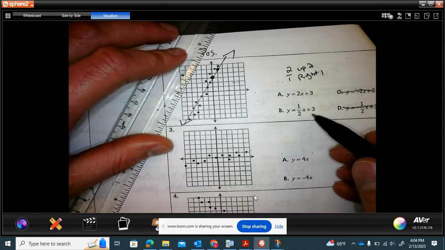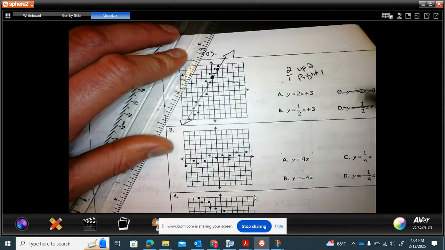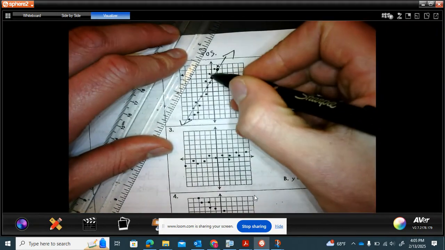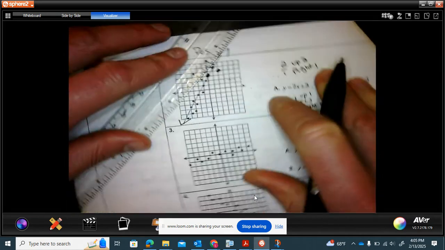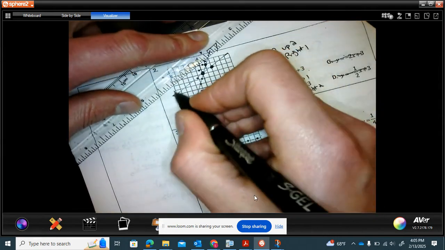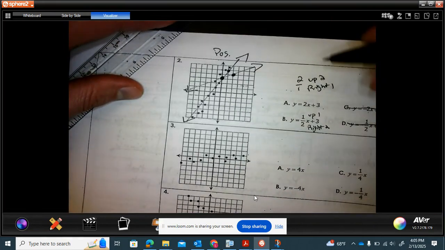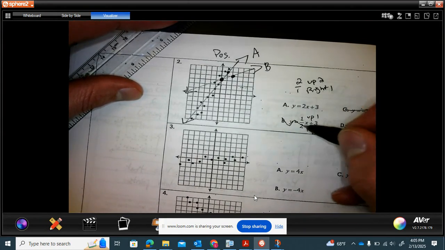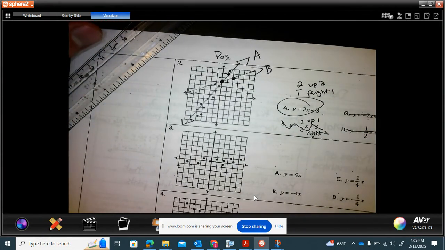Let's look at graph B. Graph B also starts at 3, but it goes up 1, right 2. So up 1, right 2. Would be way like that. So again, this is graph A. This is graph B. Graph B is definitely not it. It's got to be graph A. Graph A, or excuse me, equation A cuts through the most points. That is definitely the line of best fit. Which line represents or goes through the most points?